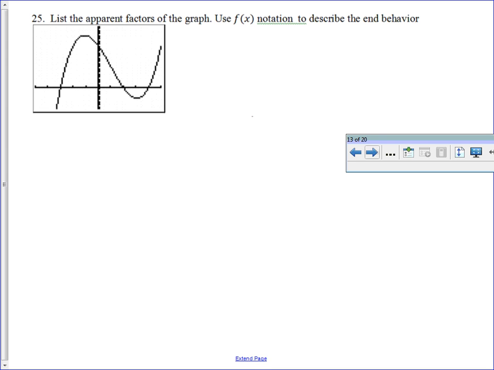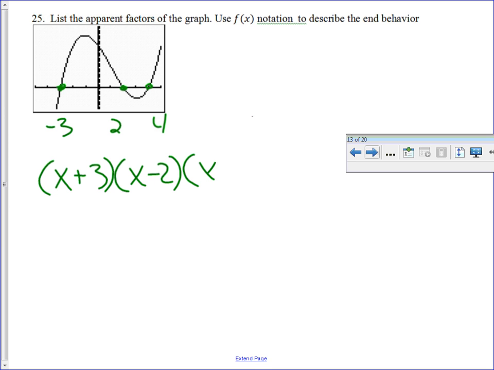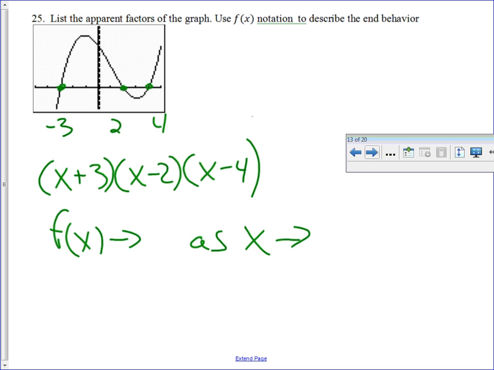List the apparent factors of the graph. Use f of x notation to describe the end behavior. So here are my zeros. My zeros are at negative 3, 2, and 4. So the apparent factors of the graph are x plus 3, x minus 2, x minus 4. The end behavior is f of x goes to, remember we have two options, either x goes to negative infinity or x goes to infinity.